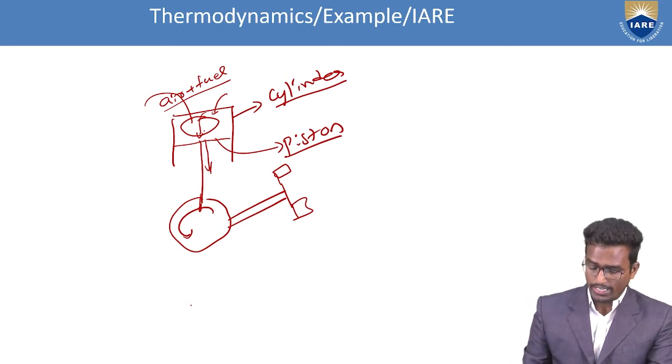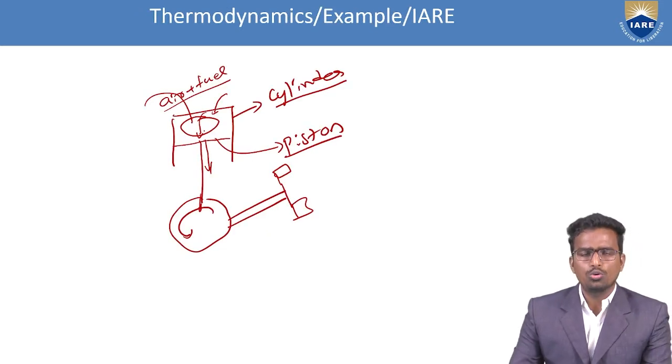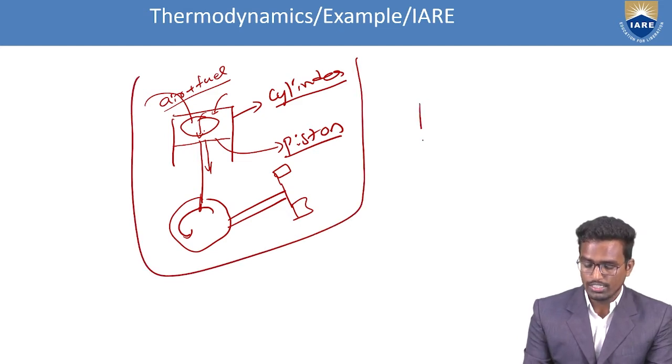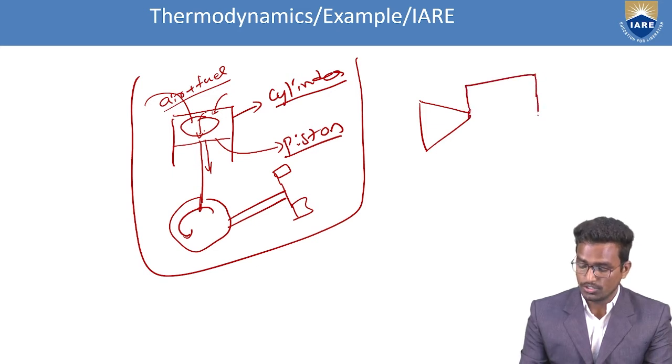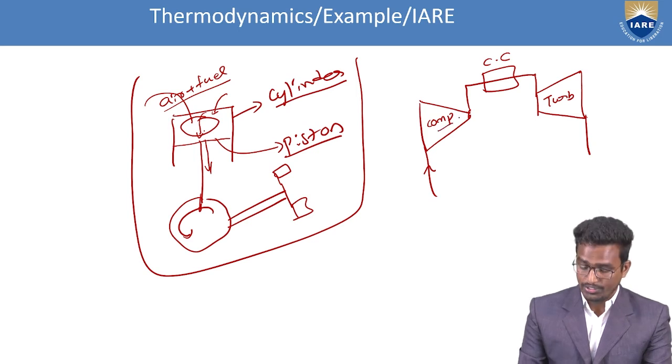One more example of this is gas turbines. Gas turbines are also a type of internal combustion, where initially we compress the fluid, that means the gases, any air or any substance. That is the compressor. This is the turbine, and there is a combustion chamber. We supply the air from here and initially compress it up to a certain pressure. Then we pass it through the combustion chamber, then supply it to the turbine.